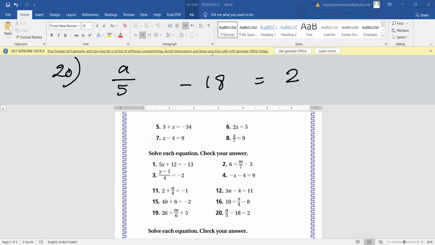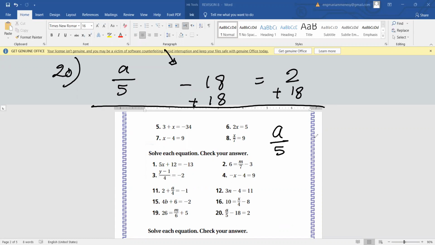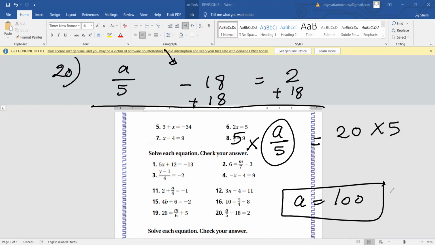How can I solve? Where is the variable? Yes, on the left-hand side. We will add 18 on both sides. Then a over 5 equals 20. How can I remove 5? Multiply by 5 on both sides. Then a equals 100. Amazing. Thank you.